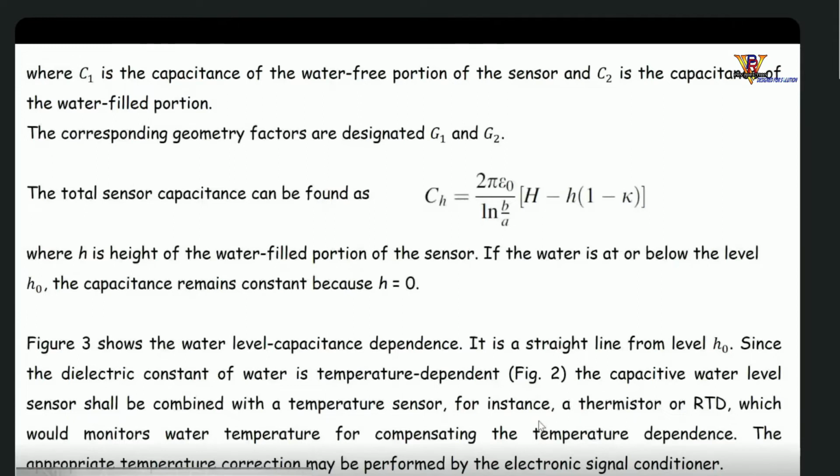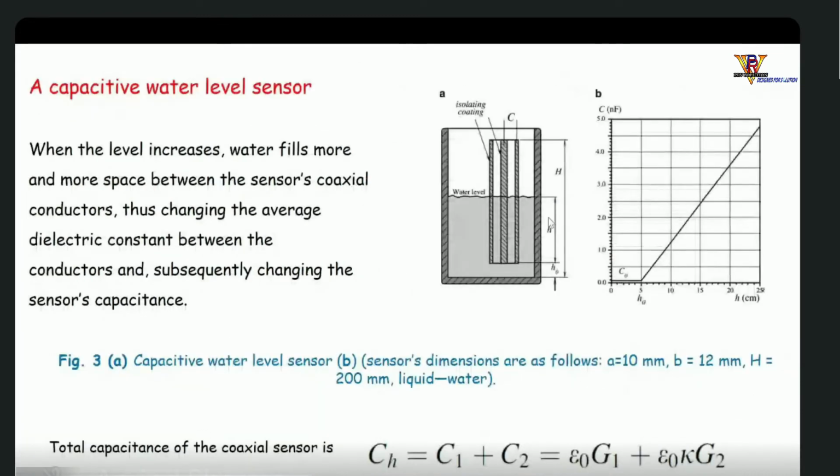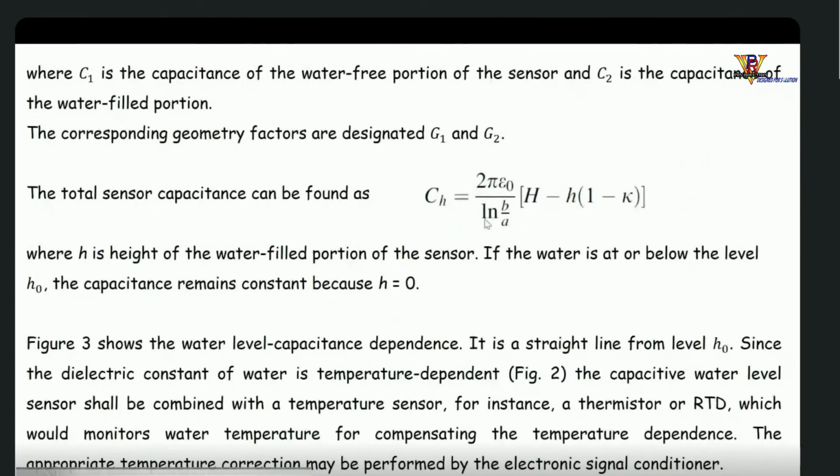The total sensor capacitance can be written as C of h equals 2 pi epsilon naught over natural log B by A, within the bracket capital H minus small h into 1 by k. Simply we can derive this formula based on the earlier two formulas. It's very easy. So we will have this type of capacitance, where small h is the height of the water-filled portion of the sensor. Now if the water is at or below the level h naught, the capacitance remains constant because small h is 0.